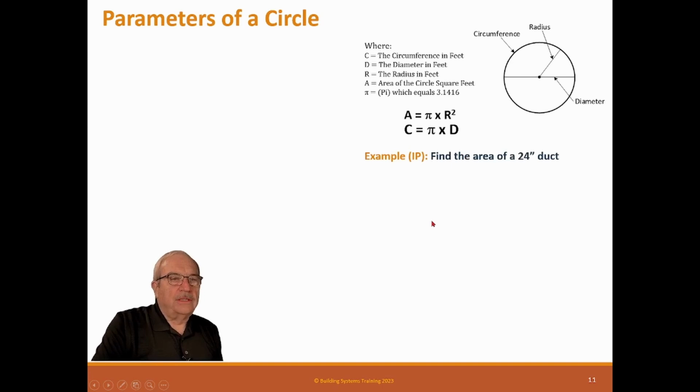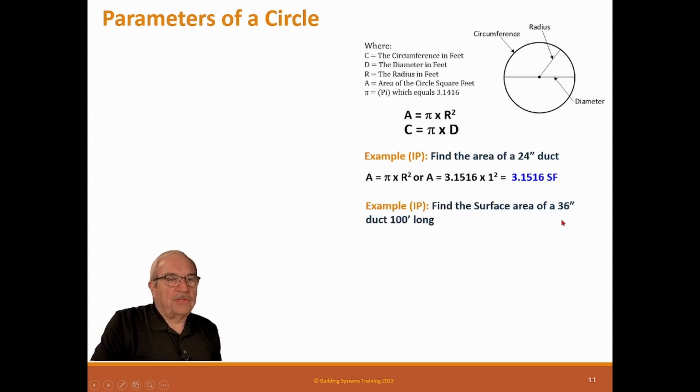Okay, so let's take an example. Find the area of a 24-inch duct. So the area is pi times r squared, and that would equal 3.1416 times 1 foot squared. So that's pi times 1 squared, and 1 times 1 is 1, so it's still the value of pi. So for a 24-inch duct, the area is equal to pi, which is kind of a trick, but it works. Now find the surface area of a 36-inch duct that's 100 foot long.